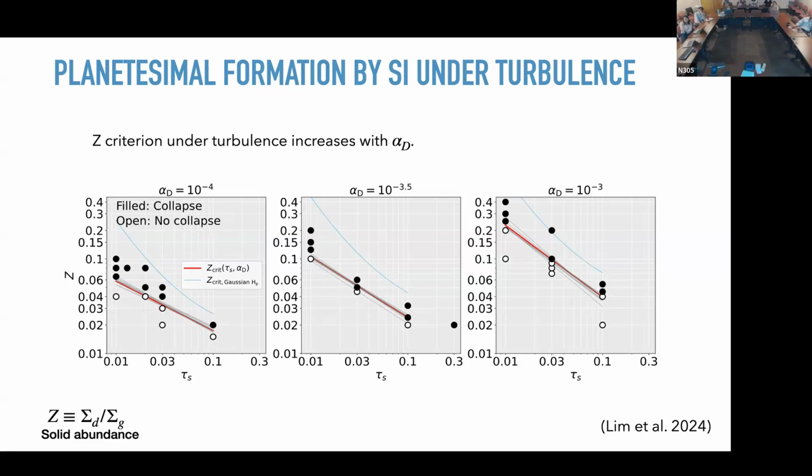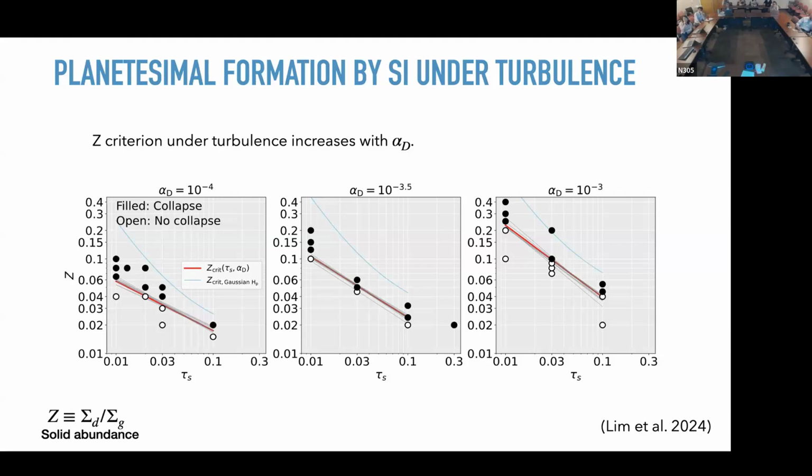with higher alpha. So basically what is happening here is that at the mid-plane, you always require a similar dust-gas ratio to have clumping. But if you have stronger alpha, then your disk is more puffed up. So in order to reach the same criterion at the mid-plane, in general, you require more dust-gas ratio vertically. So that's basically how the alpha is changing the criterion in terms of the solid abundance.